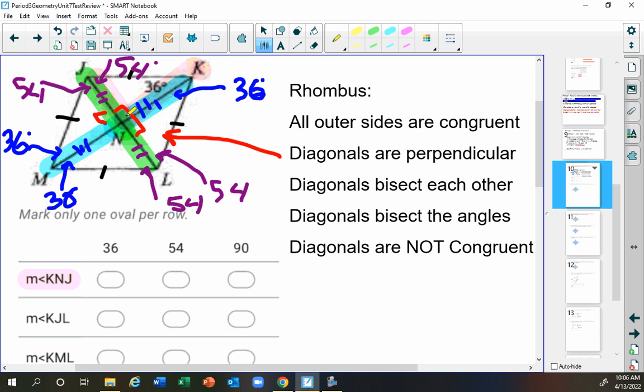What's the measurement of this angle right in the middle? That's a 90-degree angle. K to N to J. Since that turning point's right in the middle, automatic 90 degrees.